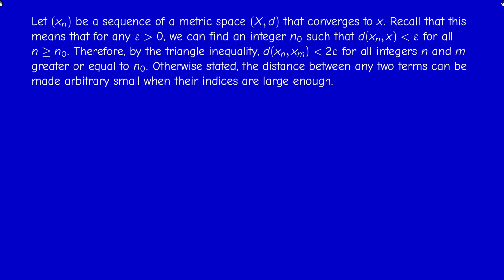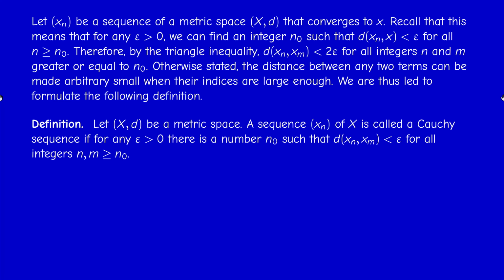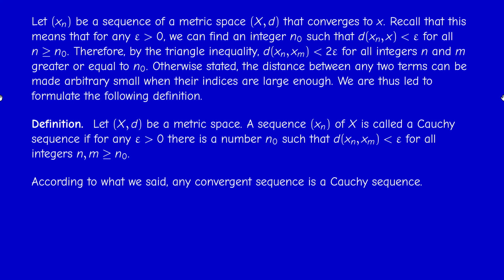There are other ways to rephrase this condition. One way is to say that the limit of d(x_n, x_m) as n, m tend to infinity is 0. So this is the definition. If (X, d) is a metric space, a sequence x_n of the space is called a Cauchy sequence if for every positive epsilon, we can find a certain rank n0, starting from which the distance between any two terms of the sequence is less than epsilon. Of course, we can write less than epsilon or less or equal than epsilon, it doesn't change. We know by now that any convergent sequence is a Cauchy sequence, by the triangle inequality.